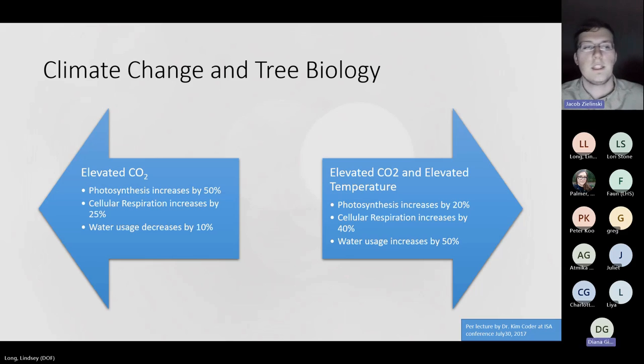Climate change and tree biology. If we just think about only elevated CO2, I don't know what the special topic is this year, but if it is climate change, this is helpful. Generally, it's always related in some way. With elevated CO2, trees like CO2. It's never a limiting factor, but the more CO2 you can get, if you have enough sunlight and all that, you're going to increase all your cellular respiration.